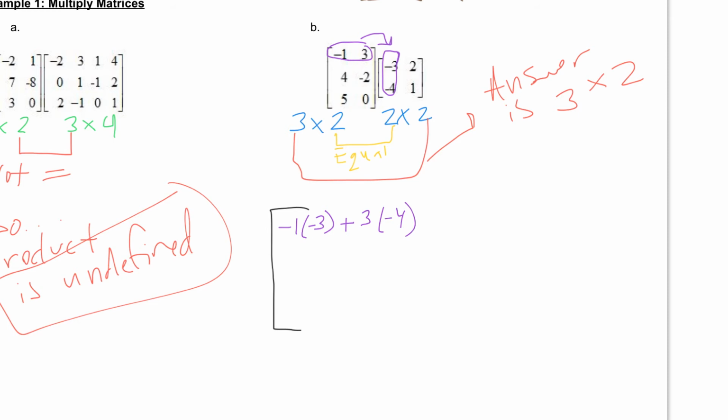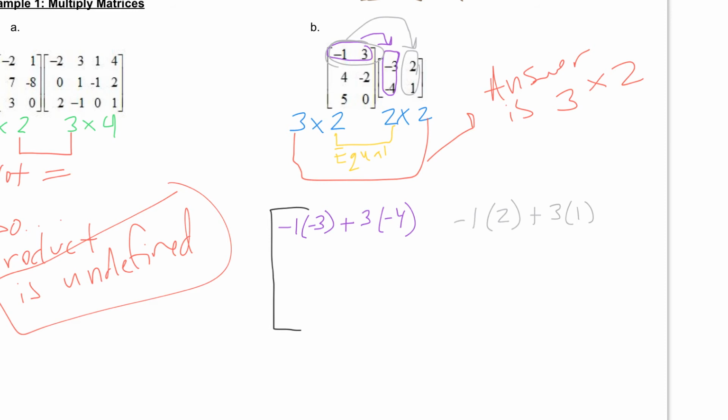Then what we're going to do, so let's get a different color here. Then we're going to take this row and we're going to multiply it by this column. So we're multiplying here and adding those pieces together. So we're going to take -1 and multiply it by 2. So we have -1 times 2, and we're adding that to 3 times 1. So plus 3 times 1. Then we're going to move to the next part.